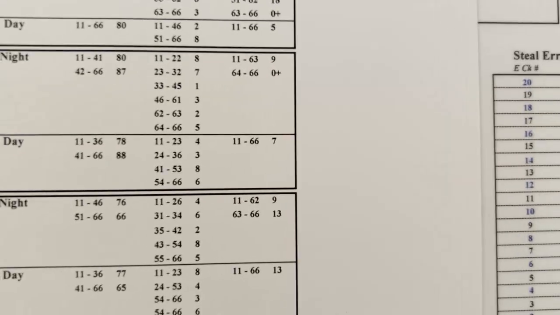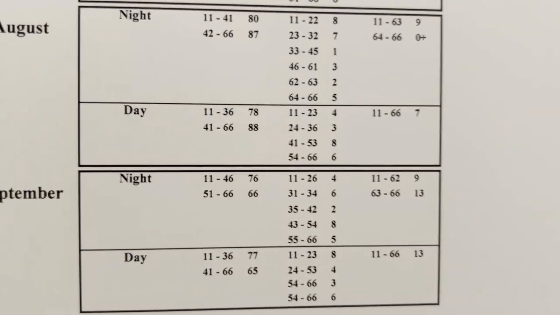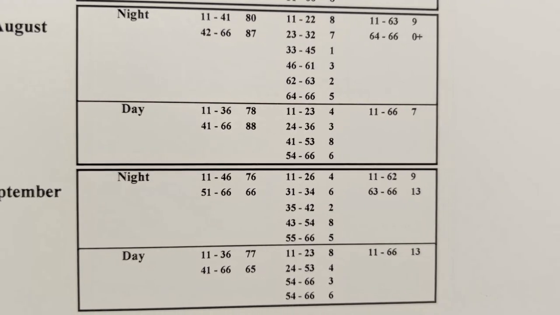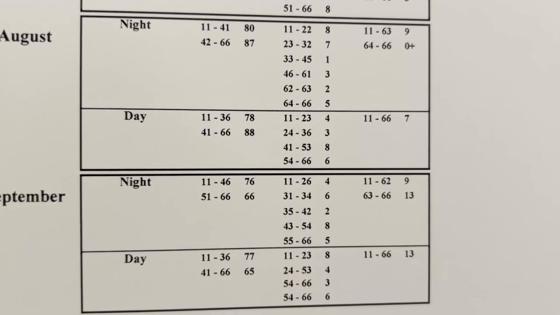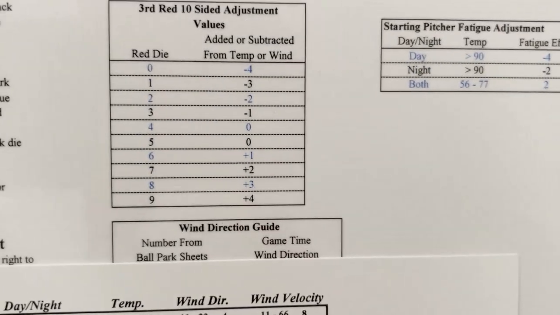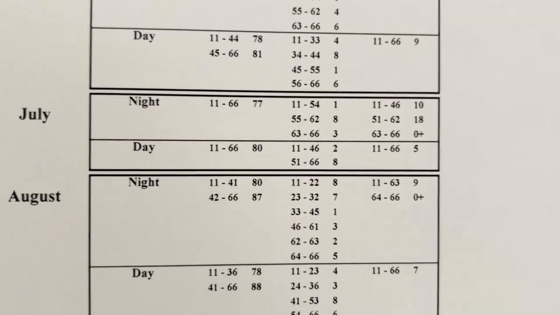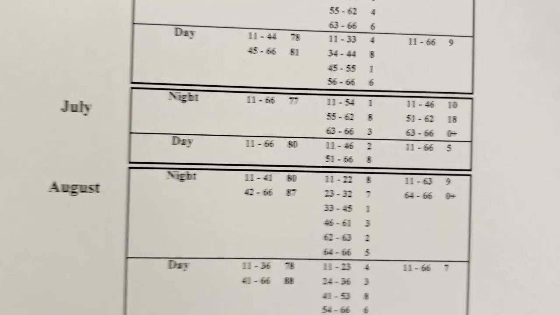And the roll I got is a 12 with a 7. So a day game with a 12, you're going to look over in the first column, 11 to 36. The base temperature is 78 degrees, but then you have to put in the red die's effect. And the red die was a 7. And on that adjustment, that's going to make it +2 to that base. So it's 80 degrees in Riverfront Stadium on this day. So 80 degrees for the temperature.